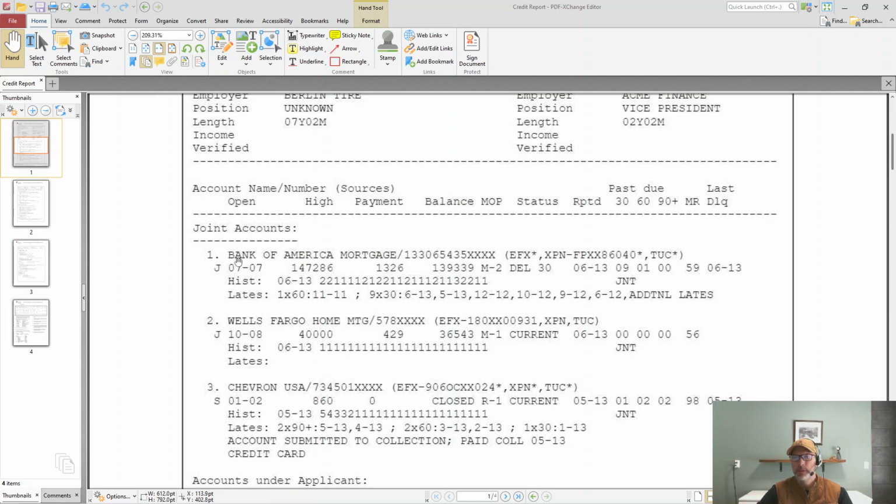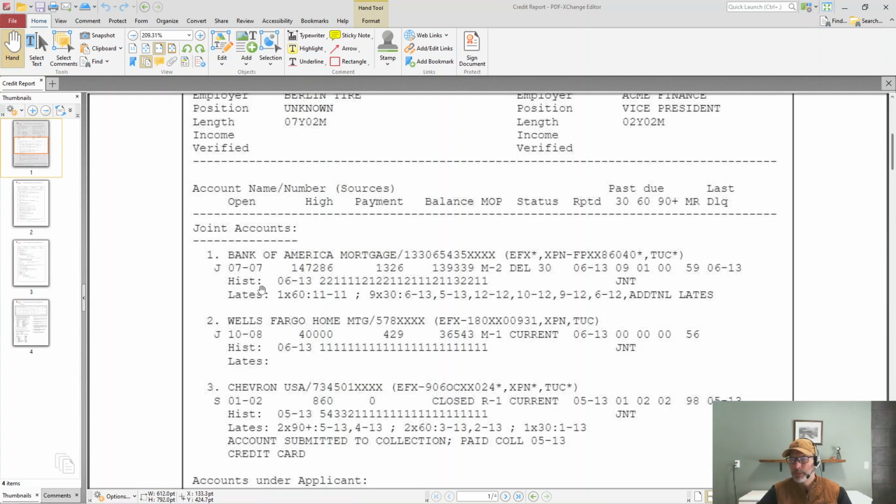And this particular one starts out, and Credco generally will start out with the largest current account. So this is Bank of America Mortgage. It gives you the account number, but it does block out a few of the numbers just so that no one can steal these accounts or access them in an unauthorized manner. It tells you the bureaus, the credit reporting agencies that are reporting this: Equifax and Experian and TransUnion. It tells you the open date, the high credit, the current payment, and the balance.